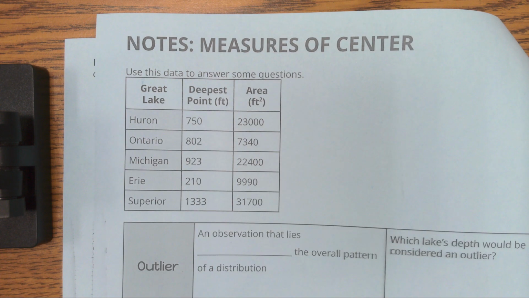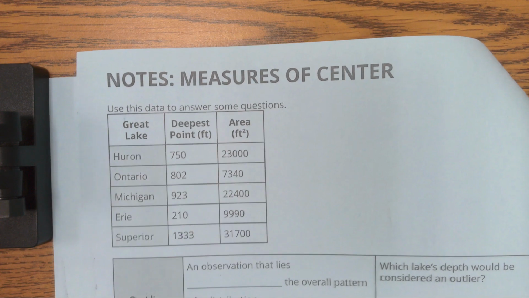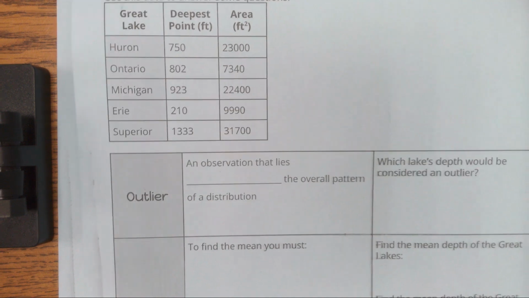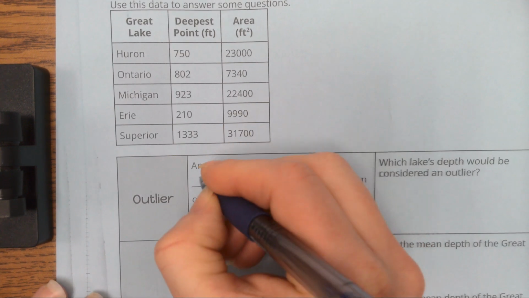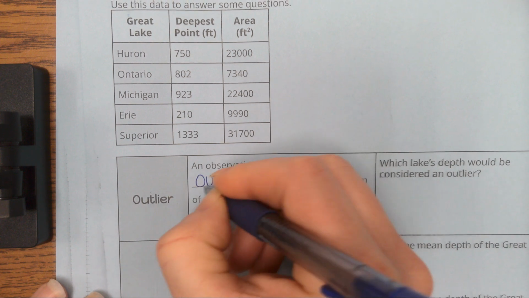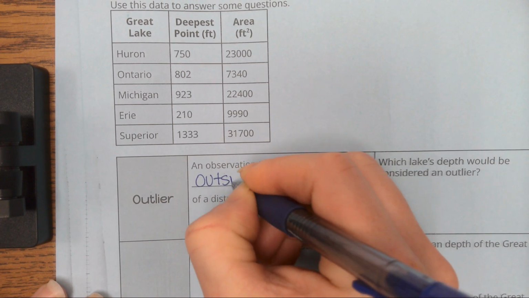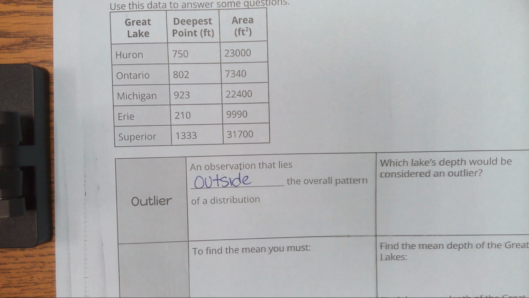Okay, tell me what you were saying. It doesn't follow the pattern. There could be a group over here and then it's over there. So an observation that lies out. Notice outlier starts with the word out, outside the overall pattern of a distribution.